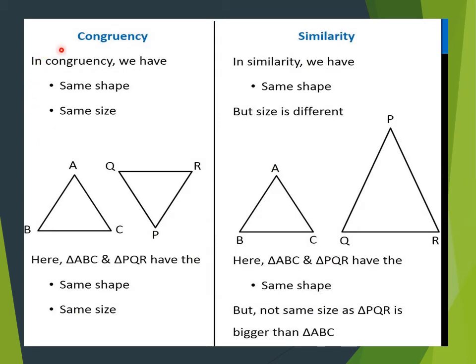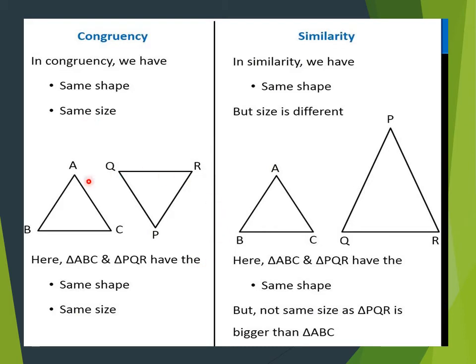So now we all know what congruency is and what similarity is. Then you should also know the differences between these two, isn't it? Congruency means two triangles should have the same shape and the same size. That means the corresponding angles should be equal as well as the corresponding sides. Then you can tell two triangles are congruent. You studied in detail in 9th standard, isn't it? So in congruency, triangles or any polygons will have the same shape and the same size.